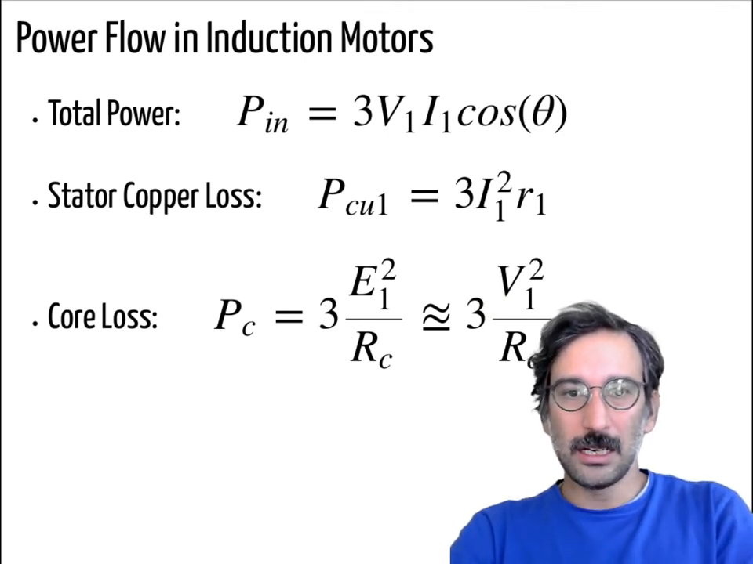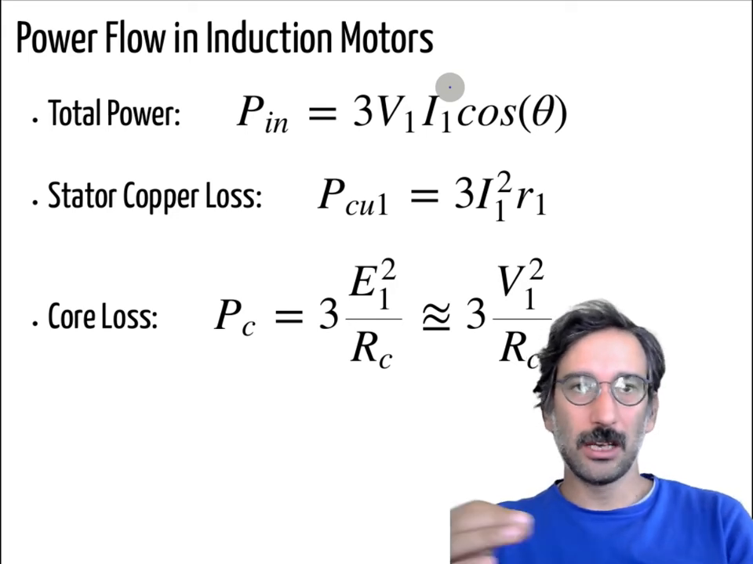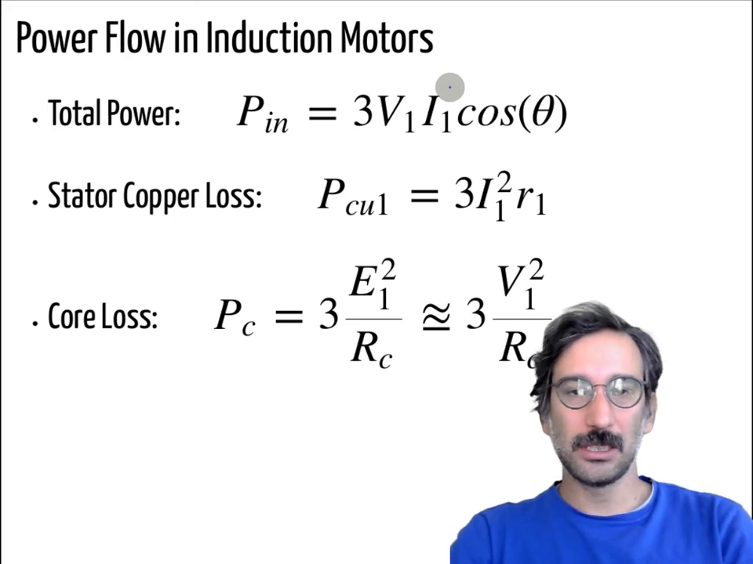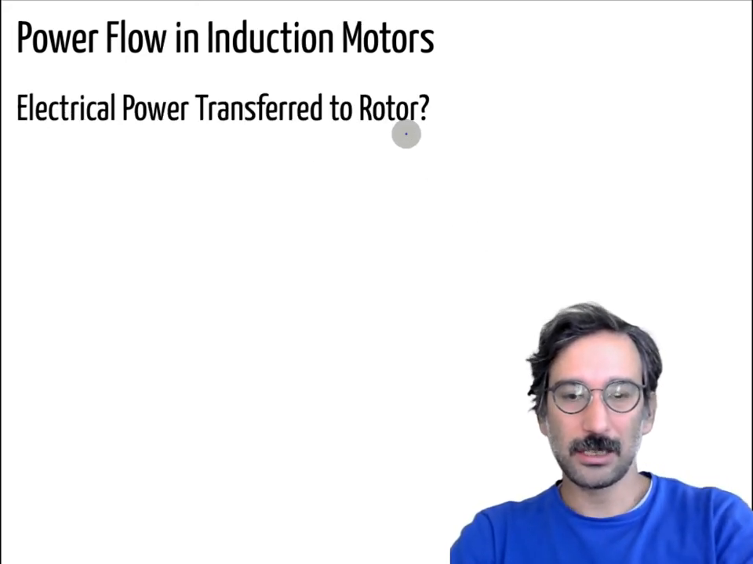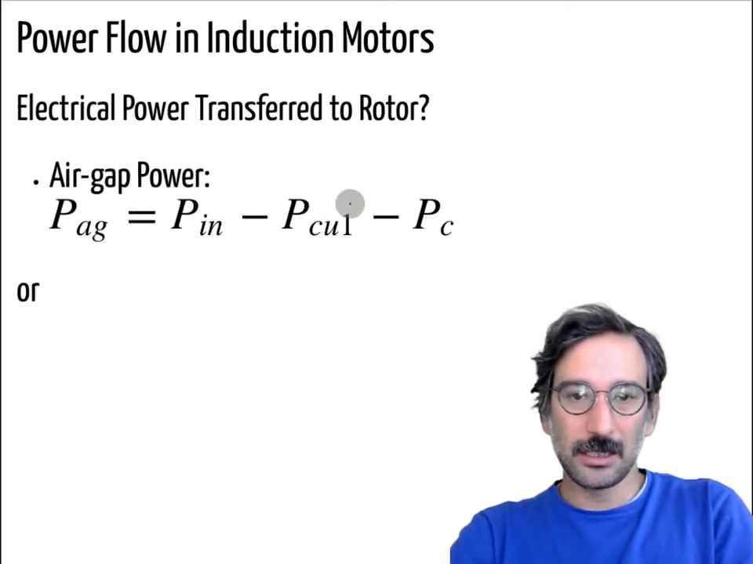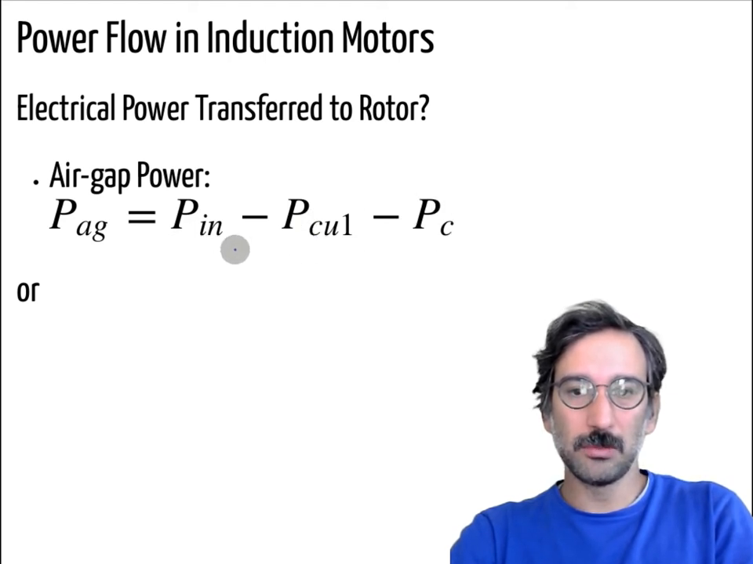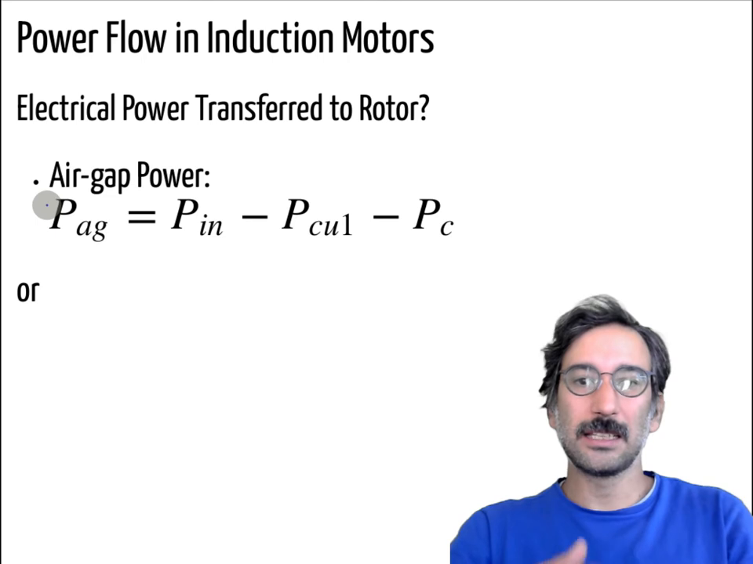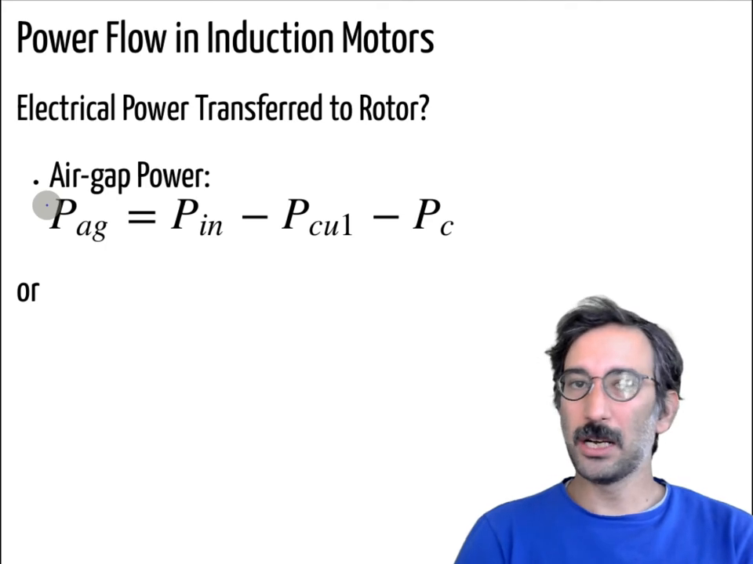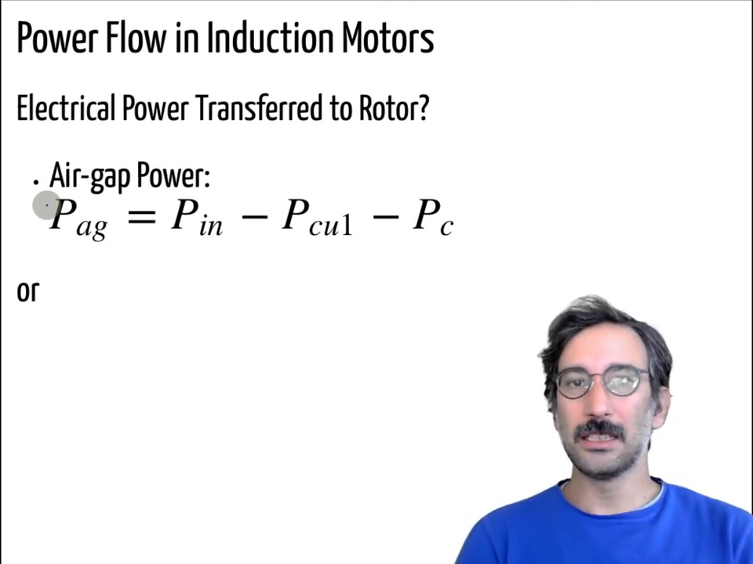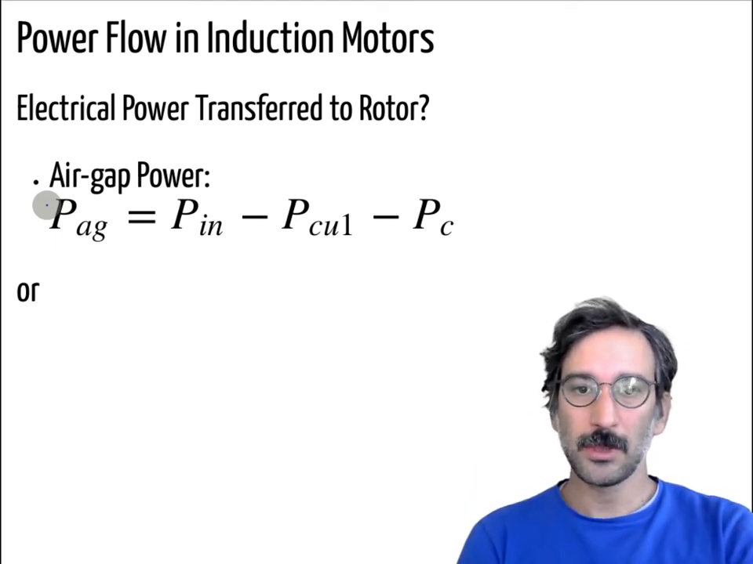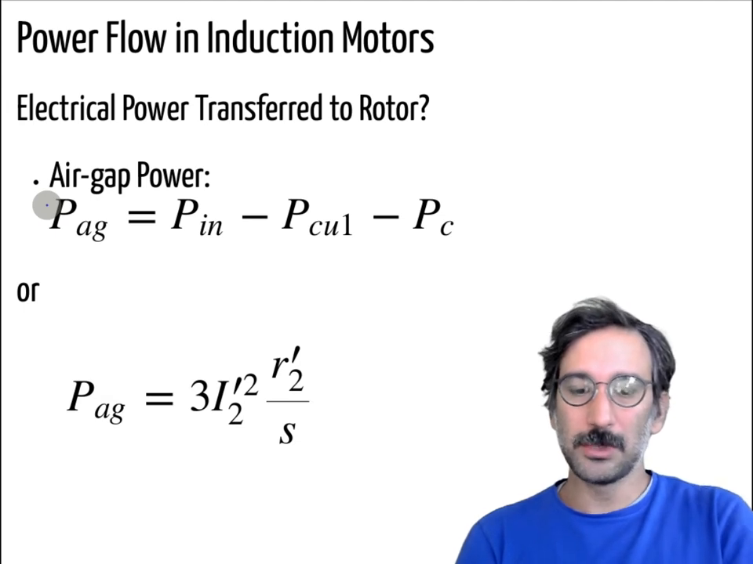And again, don't forget, if you have inductive components, there's no real power dissipation in those inductive components, so I can subtract these powers. I can subtract the copper losses and the core losses from the input power. Then I can find the electric power transferred to the rotor side. We call it the air gap power. That is the total power that flows through the air gap between the stator and the rotor.